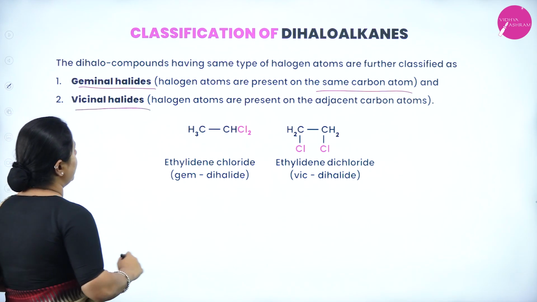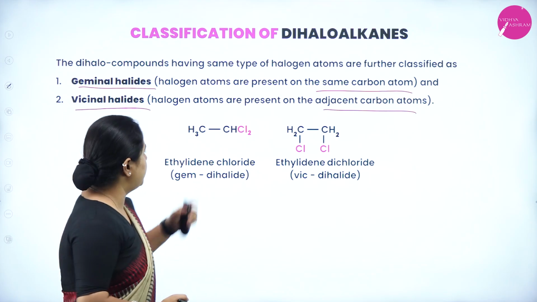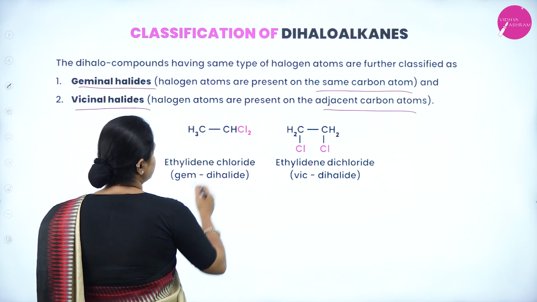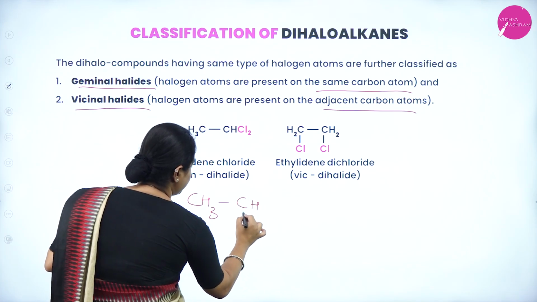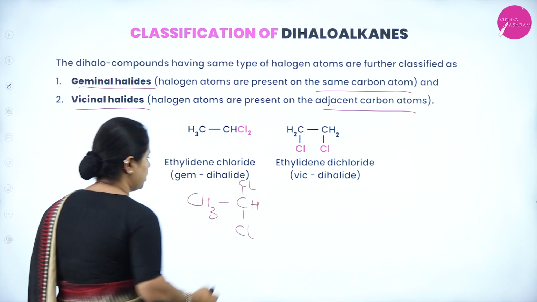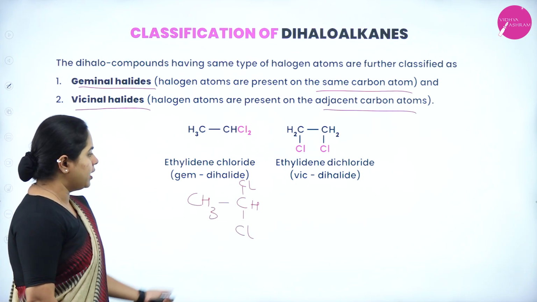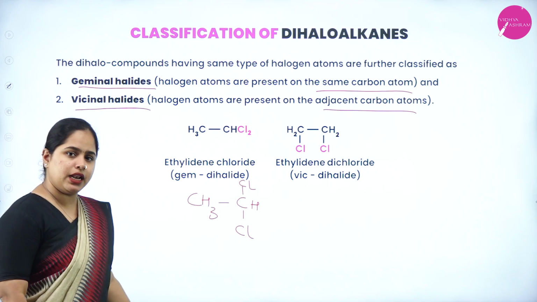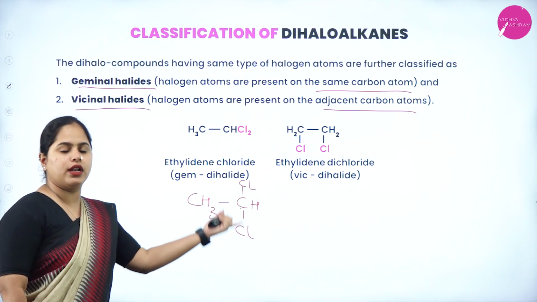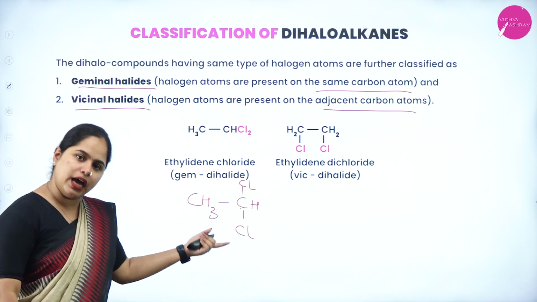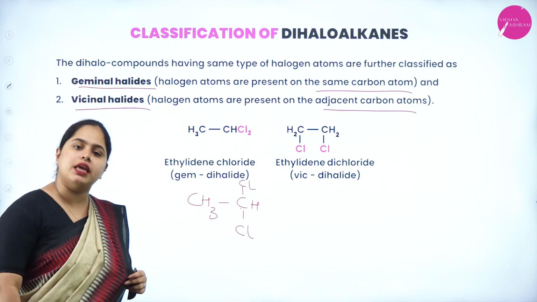Now what is vicinal halide? Halogen atoms are present on the adjacent carbon atoms. So from the example itself, let's take CH3CHCl2. So CH3 and you have CH to which the Cl is attached. Okay, CHCl2, I've just drawn the structure like this. So here it is a geminal halide. Why is it a geminal halide? To the same carbon atom, both the chlorine atoms are attached. So this is a dihaloalkane. Of course, 2 halogen atoms are there and both the halogens are present on the same carbon atom.